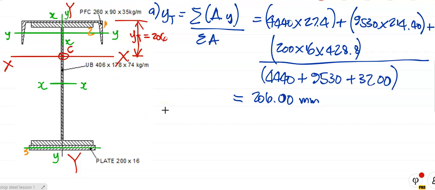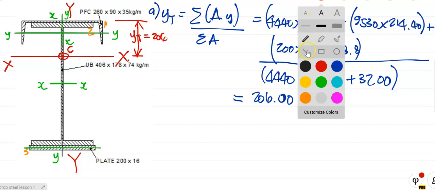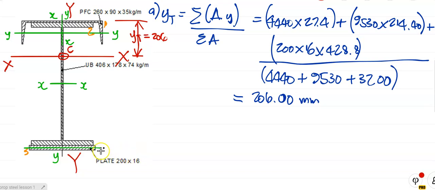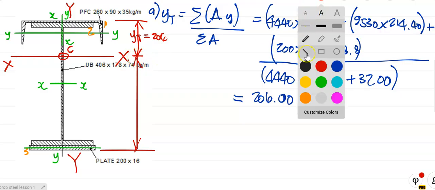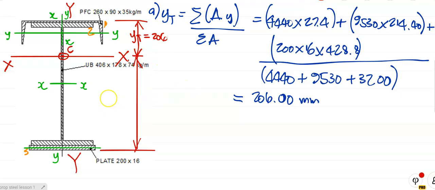And I said there when I did the other lectures that if we know the distance from y top to the x axis and we know the full depth, we can work out y bottom, which is the distance from the x axis to the bottommost fiber of the section, and I'm going to work it out now. Okay, so I'm going to pull my line like so, and then I'm going to draw my arrow from there to there like so, and that there is y bottom. So y bottom.